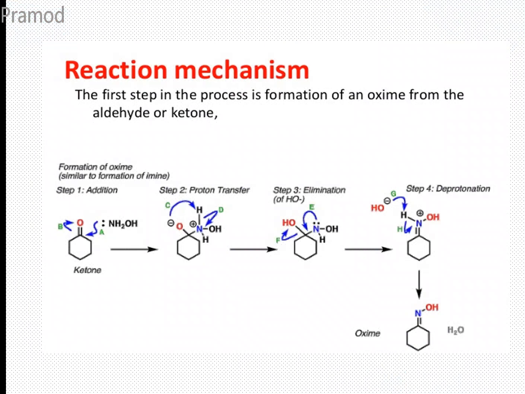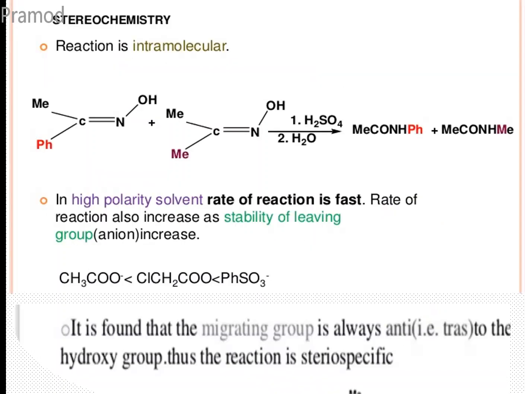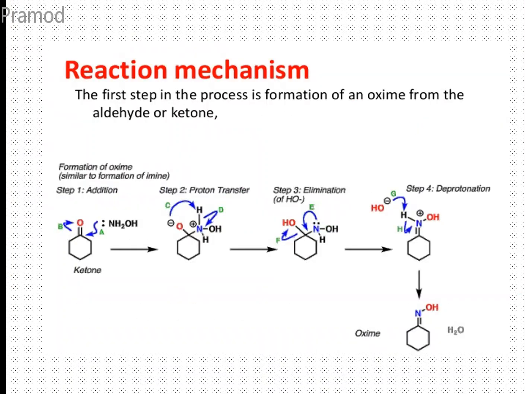So if you have a cyclic ketone, that is cyclohexanone, you treat it with hydroxylamine hydrochloride, and you get your corresponding oxime. Now this oxime, when you treat it, also undergoes a Beckmann reaction and you get a caprolactam. That is, ring expansion takes place and you get a cyclic amide.